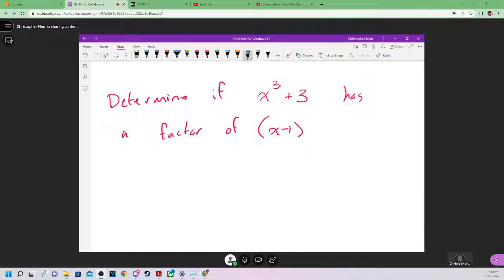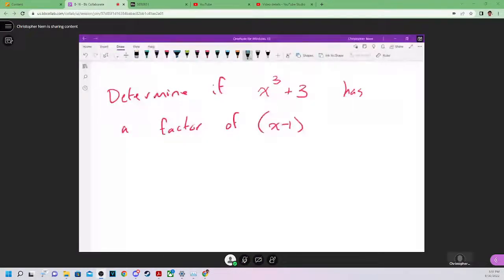Now, we got to draw our little division symbol. Oops, sorry about that. Power's going out because of the electricity. But our little division symbol over here.